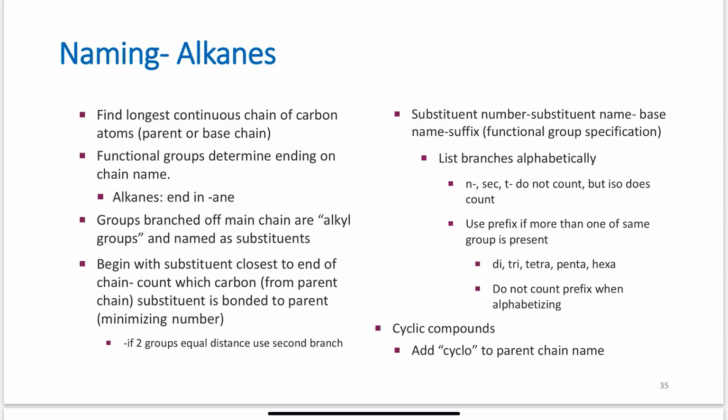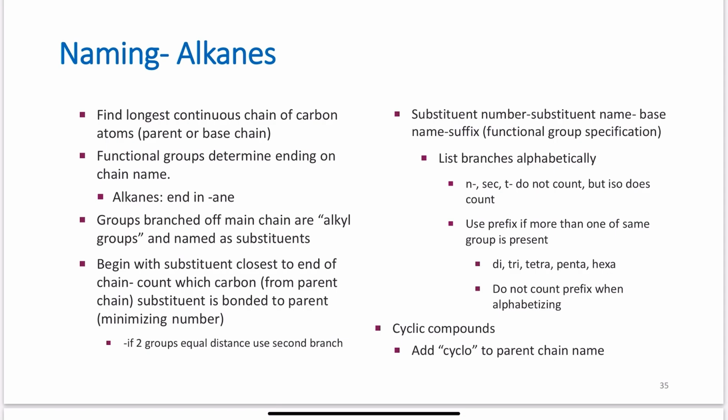You list the branches on the compound alphabetically. Letters like n and t and writing the word sec, like sec-butyl, do not contribute to the alphabetization here. You go by the main name, so like 5-sec-butyl, I go by the butyl as the name. But the prefix iso does count towards alphabetization.